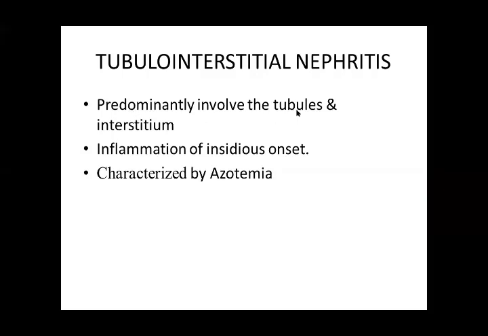Predominantly involves tubules and interstitium. No glomerulus or the glomerular apparatus or the Bowman's capsule, they are all spared. So tubulointerstitial, as the name suggests, it involves tubules and interstitium. Inflammation is sudden in onset, and there is azotemia, which means there is increased BUN and other toxic substances, but they are not clinically evident.